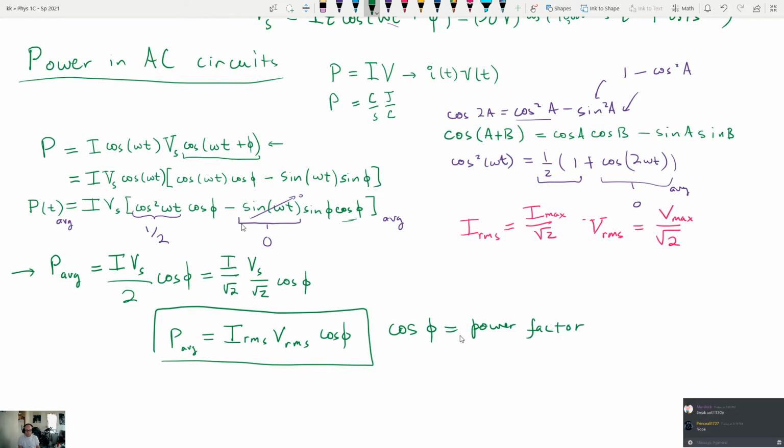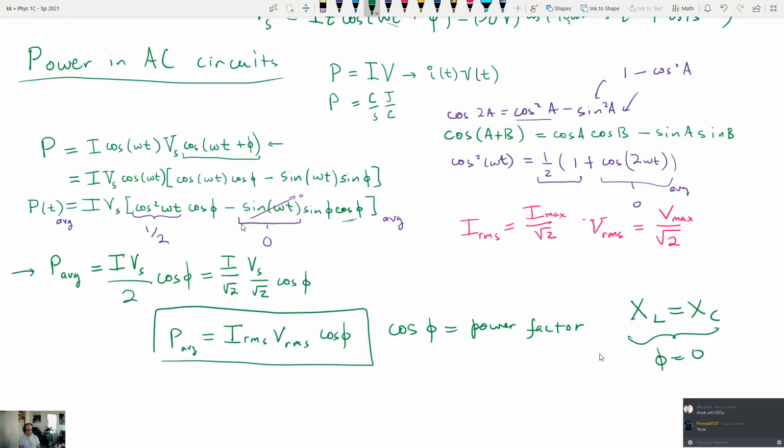For what values of phi do you get the maximum amount of average power out of your circuit? 0, right? And when is phi equal to 0? When they're in phase together. This is when XL and XC are equal to each other, you get phi equal to 0, right?